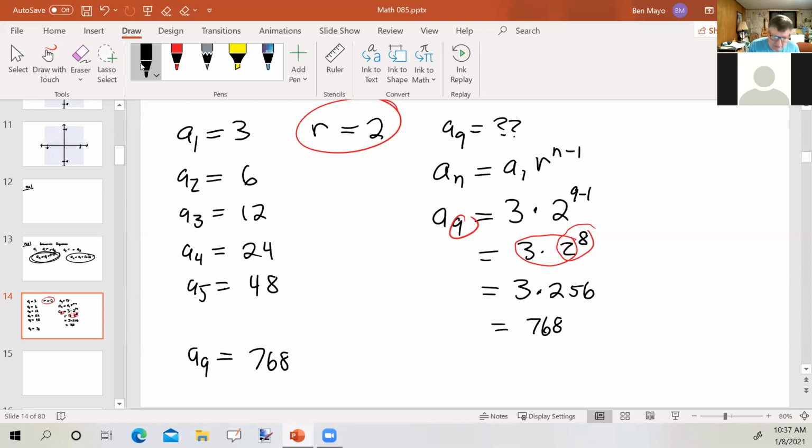So the 9th term in this geometric sequence would be 768. Any questions about this example before we go on? All right, let's take a look at another example.